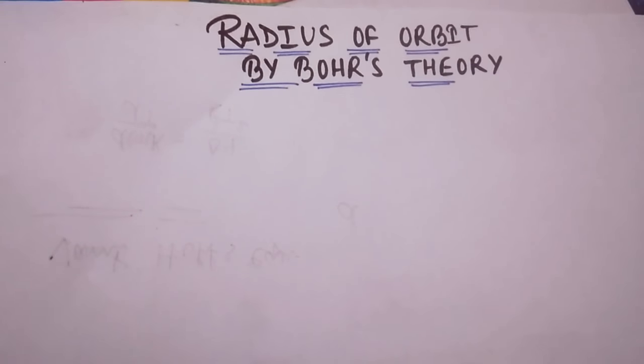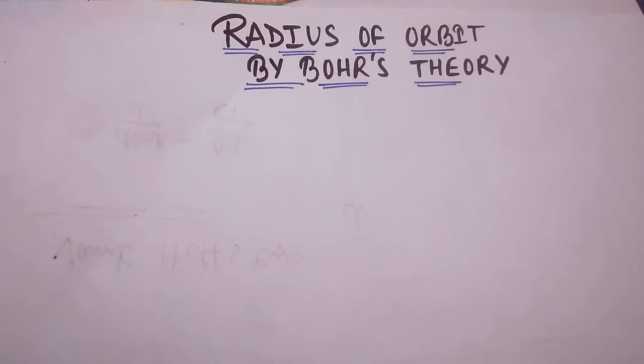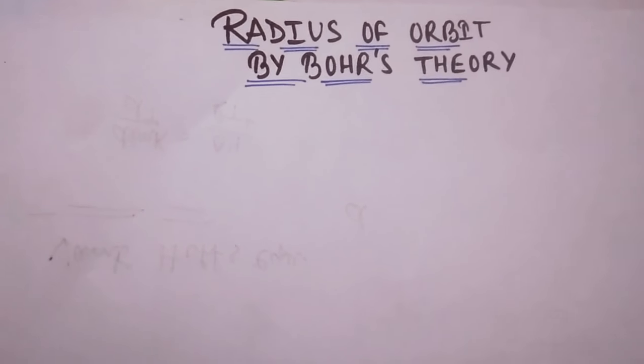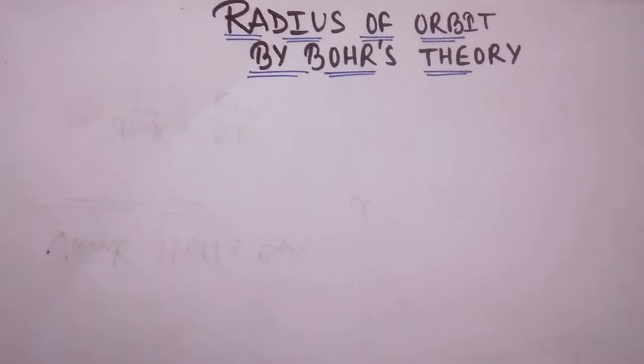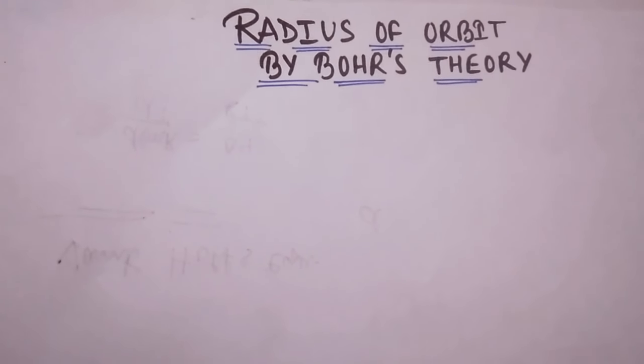So today in this video, as you can see, we are going to derive the equation for the radius of orbit for single electronic systems by using Bohr's theory.